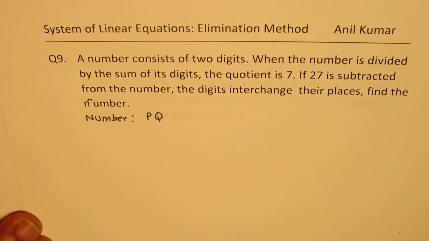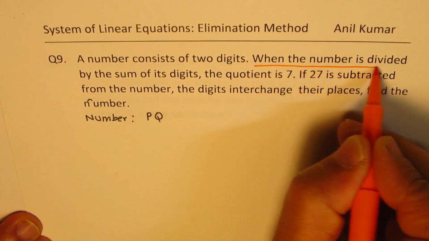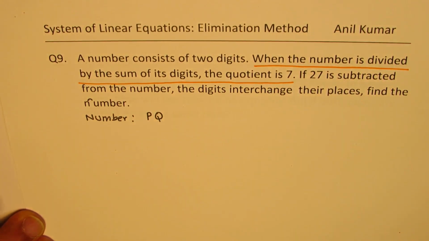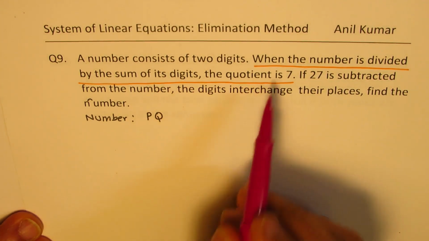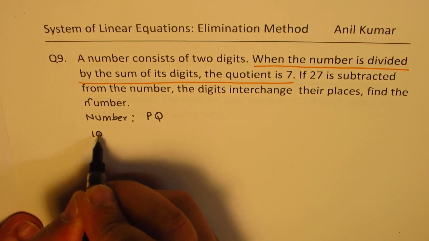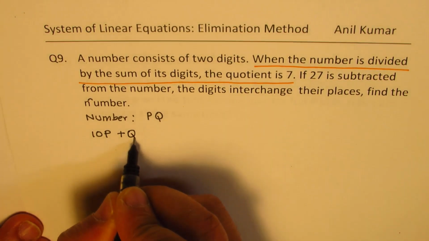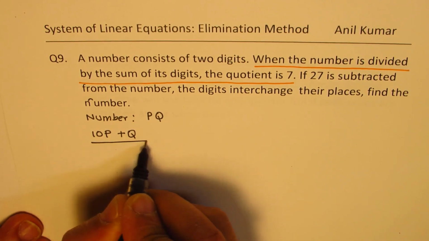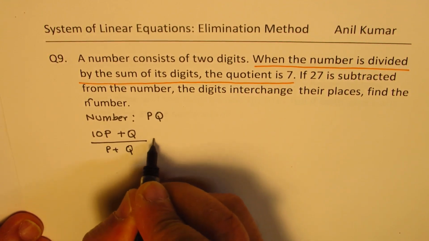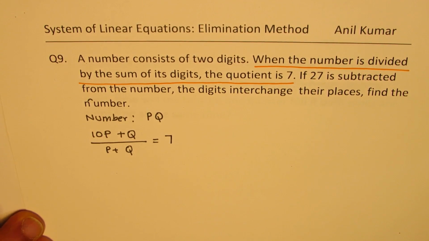How do we write this equation? When the number is divided by the sum of its digits, the quotient is 7. So the number is what? Number is 10 times P plus Q. That is the number, right? Divided by the sum, P plus Q. The quotient is 7. Is that clear to you? This is very important to understand, okay?